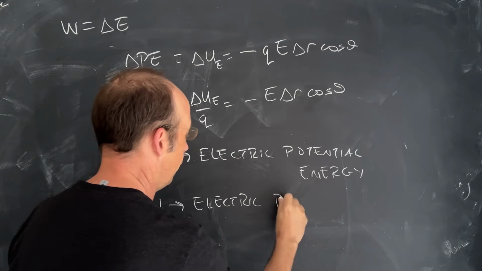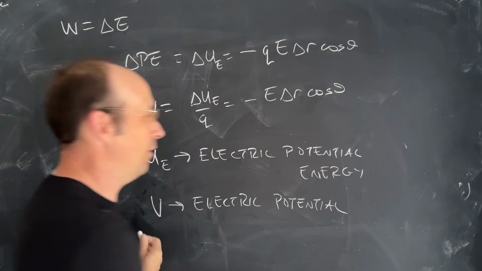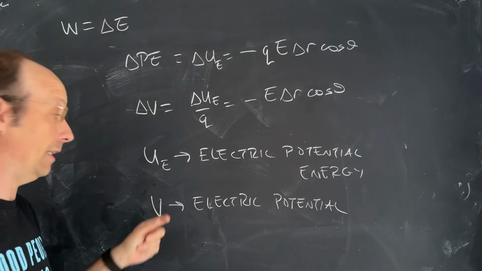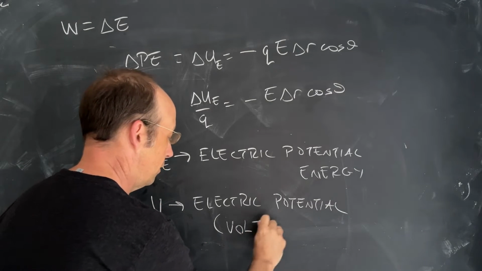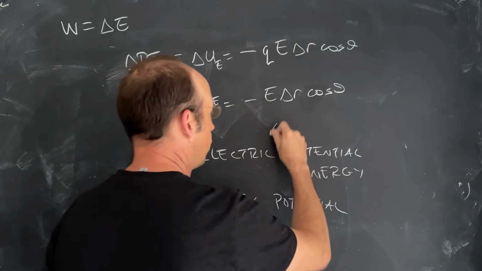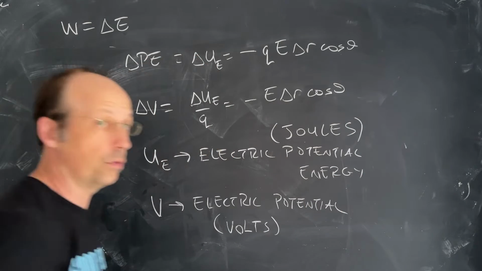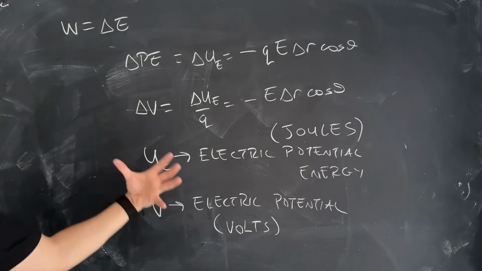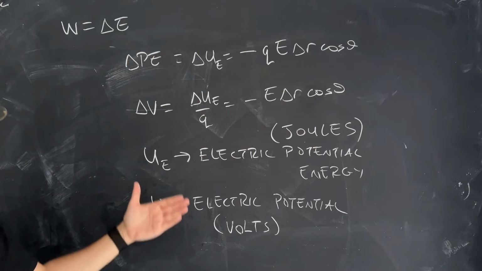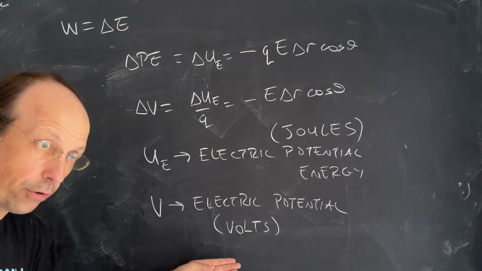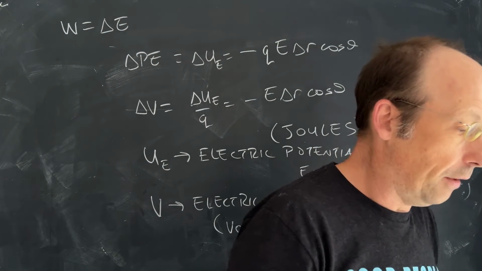And I know it's very confusing because they both have this electric potential, but one's an energy and one's not. That's V, and the units for electric potential are volts. The units for electric potential energy are the same as other energies, joules. Okay, so we have electric potential energy in joules, electric potential in volts, and it's the potential energy per charge. It does get a little confusing, but I think you'll be fine with it after a while.